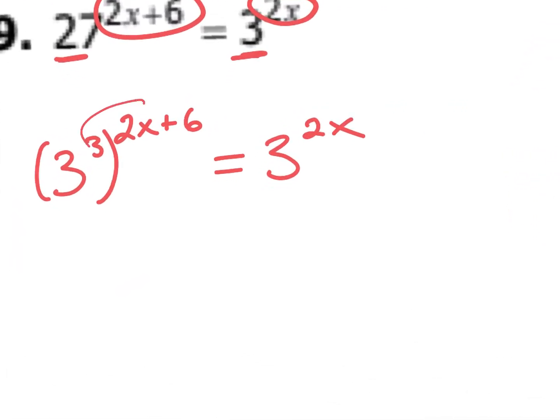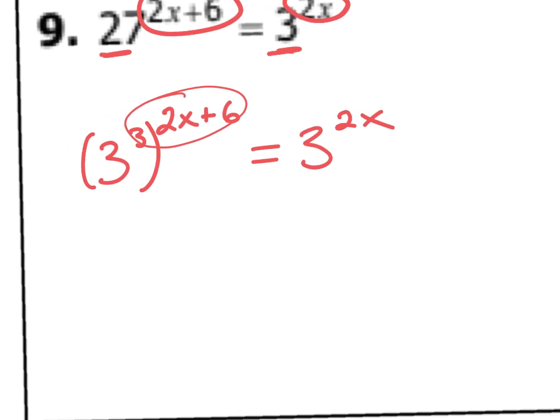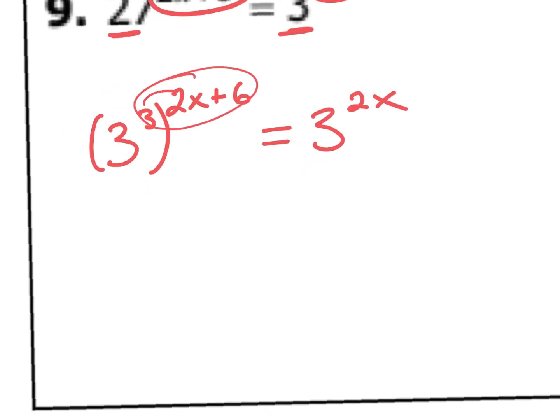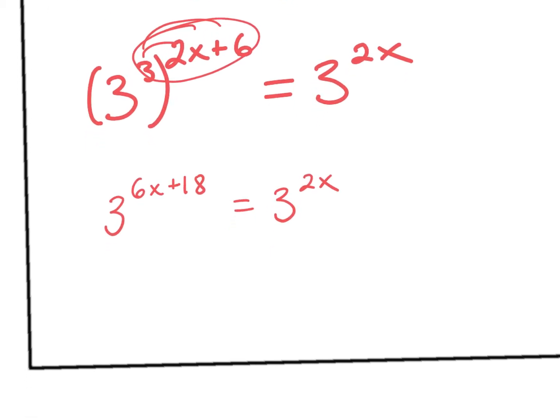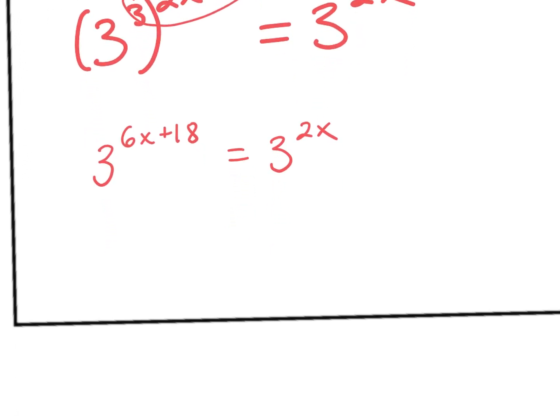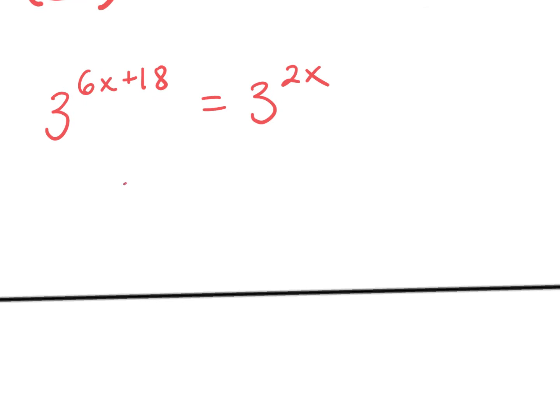But same thing is going to happen here, okay? So I'm just multiplying these two values, 3 times 2x plus 6, okay? So this is going to be the same thing as, and actually I have to distribute out that 3, right, since we're multiplying it. So this is going to be the same thing as 3 to the 6x plus 18 equals 3 to the 2x. Does everybody see how I did that? We just multiplied the values together. So we distributed that 3 to both of those exponents, or to both of the terms in that exponent. Okay, so now we're ready to set this up.